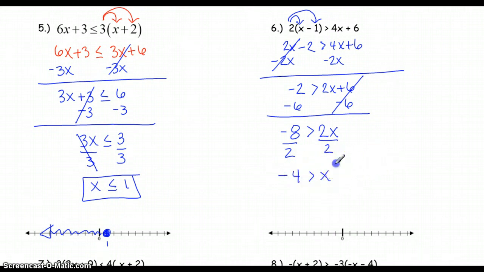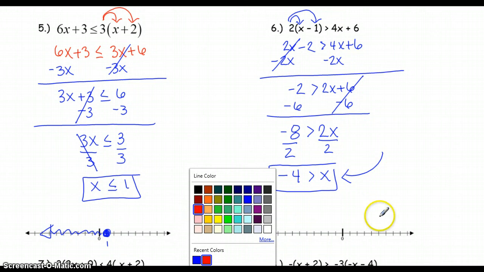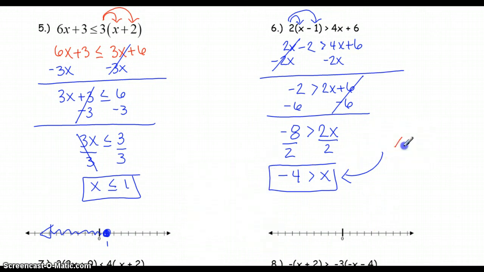Now, with this answer, remember that it is important to rewrite this with your variable first. So if I rewrite this, my x comes first. Notice here I'm pointing towards the x. So when I rewrite it, I want to stay pointing towards the x. And then I write down my number. So this is what we want to graph. X is less than -4. Alright, so -4, 1, 2, 3, 4. We have an open dot, and we want to represent numbers less than -4.